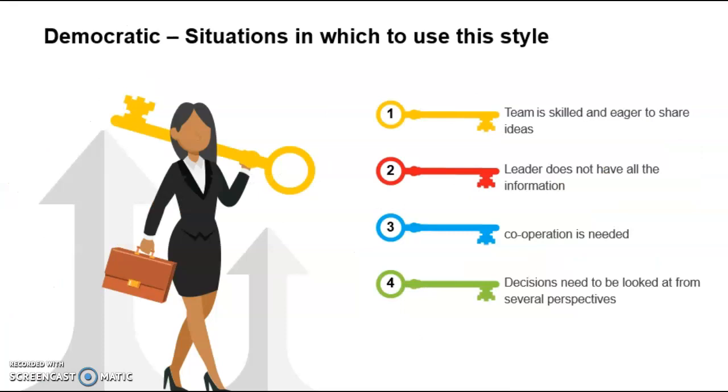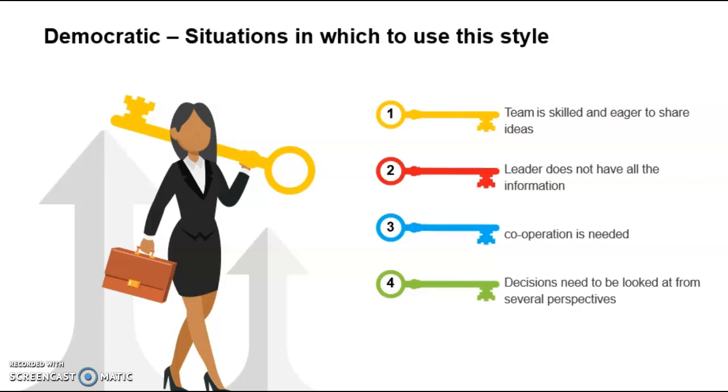Okay, so now that we've looked at the 5 different leadership styles, we are going to delve deeper into each one and look at when to use it, and then again the advantages and disadvantages. So with the democratic style, right, group members are skilled and eager to share their ideas, right? So when you've got a team full of people who are skilled, this is a good style to use. The leader does not have all the information needed to make a decision, and employees have valuable information to contribute.